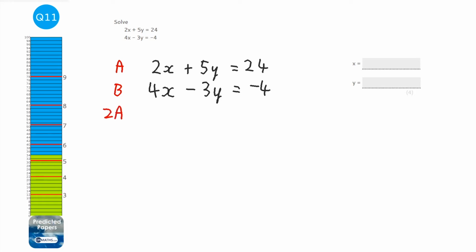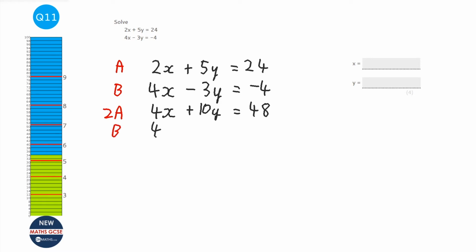So I'm going to double everything in A. Double the 2x to make 4x to make the x's the same. Double the 5 before the y, so that's 10y now. And double the 24 to make 48. Now, next, it's normally the case that if I write down B again, it just makes things easier. So I'm just going to literally copy down B underneath.